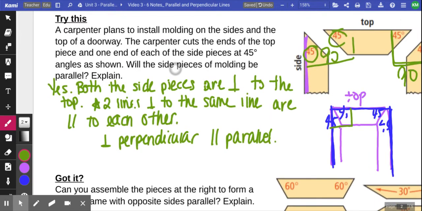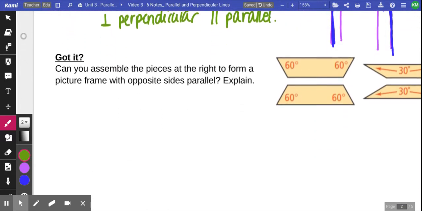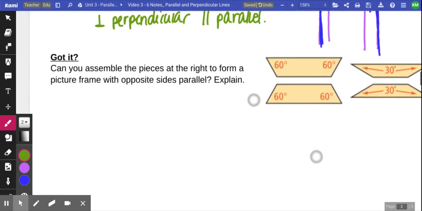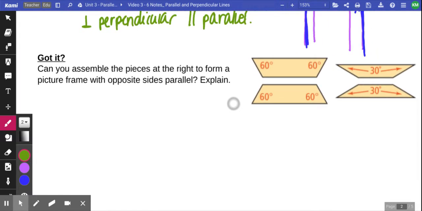All right, so let's continue and see what we have here. Let's try another one. Can you assemble the pieces at the right to form a picture frame with opposite sides parallel, and explain? So how can we rearrange what we have here? We have 4 pieces of molding, and we want opposite sides to be parallel. In order to have the opposite sides parallel, they have to somehow form that 90-degree angle. So why don't you pause and think about how you can create 90-degree angles at all 4 corners? You can pause and then replay, and when you play, I will go over the solution.